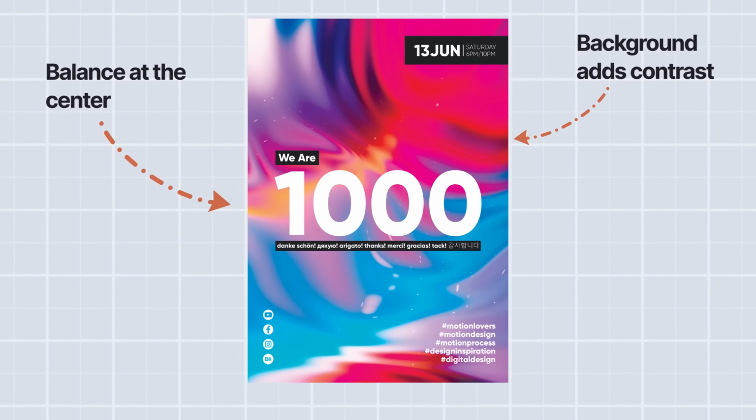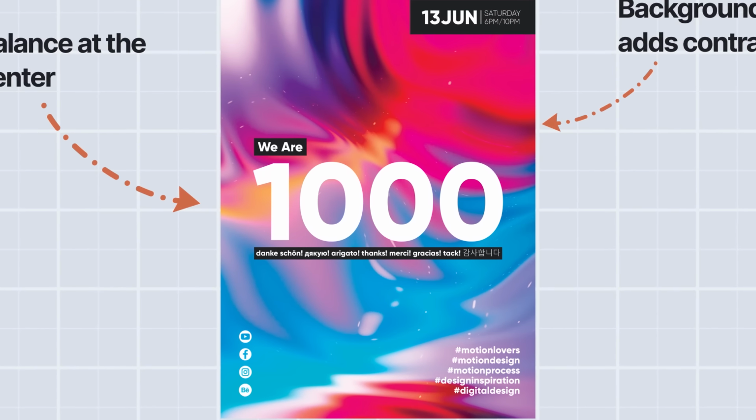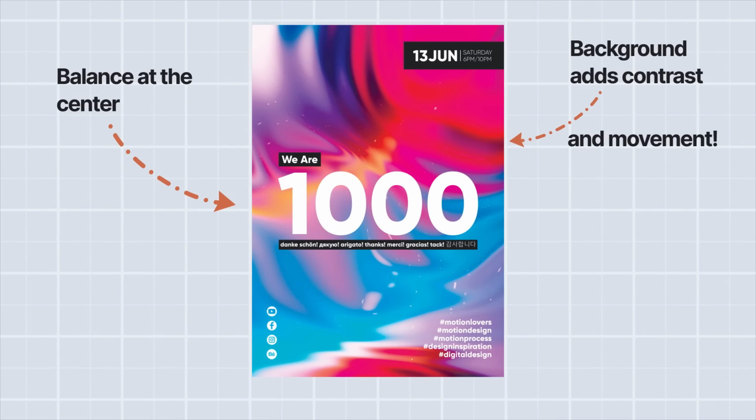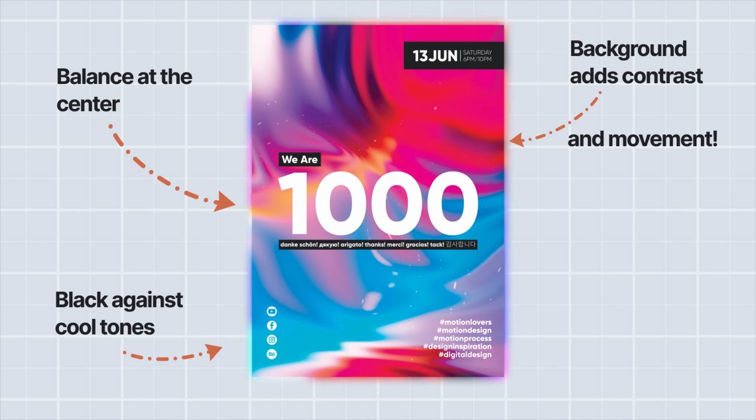There's high contrast not only in the background but also in the text size, so this helps establish hierarchy. The background adds a nice touch of movement to what could have been a static group of design elements. While there's contrast on the colors of the background, the designer also used cool tones. This is balanced with the black and white type to not create more visual noise.